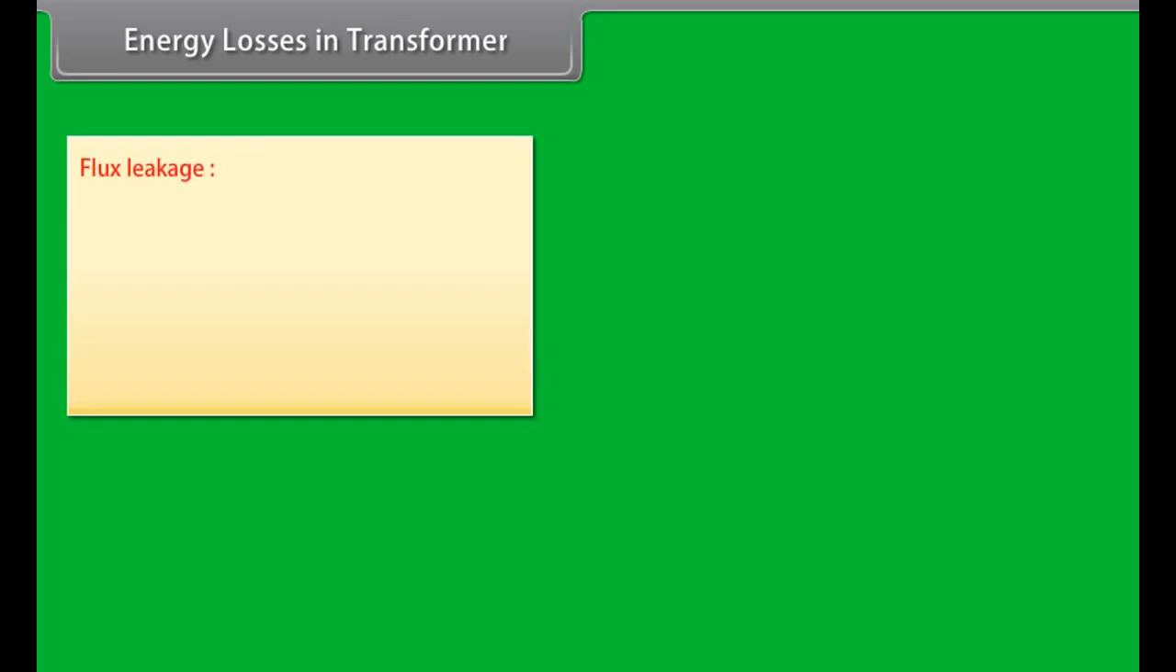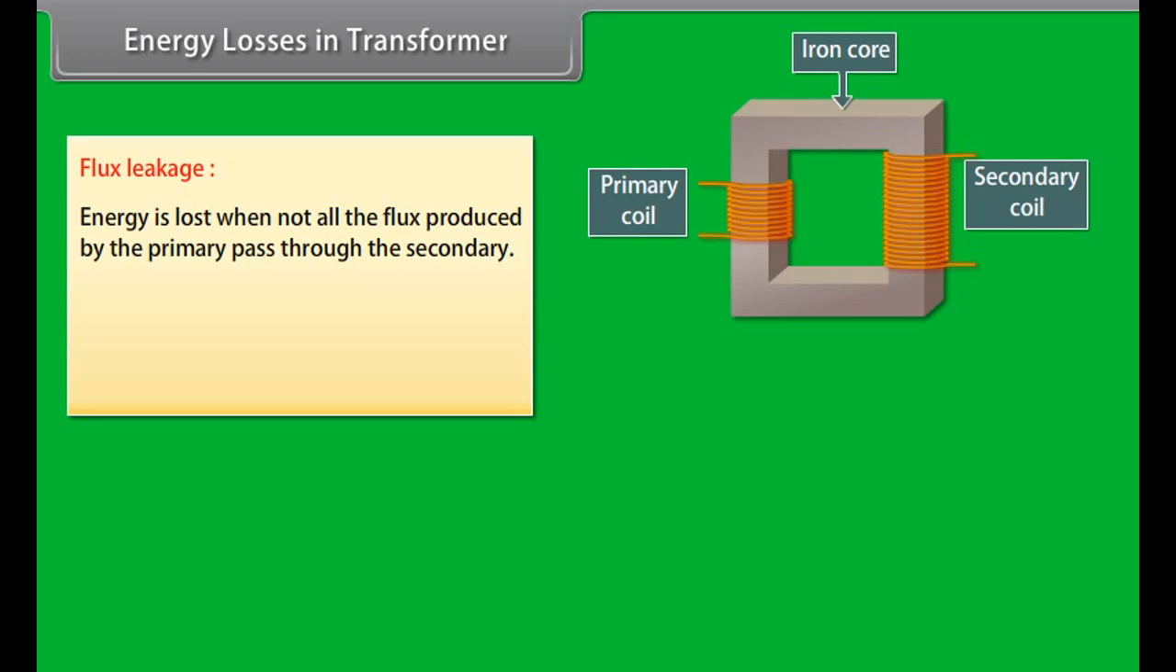Energy losses in transformer. There are some energy losses in transformer as following. Flux leakage. Energy is lost when not all the flux produced by the primary passes through the secondary. This loss can be reduced by winding the primary and secondary coils one over the other.